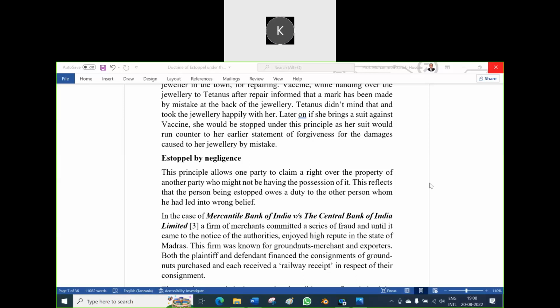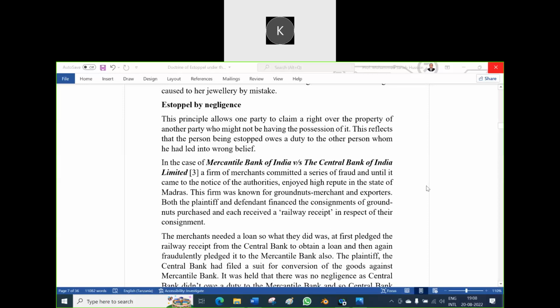So, for example, here is a case law, sir. Mercantile Bank of India versus the Central Bank of India. So it is a case between two banks. A firm of merchants committed a series of frauds and until it came to the notice of the authorities, enjoyed a high repute in the state of Madras. This firm was known for groundnuts merchants and exporters.